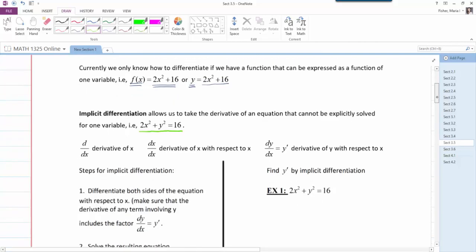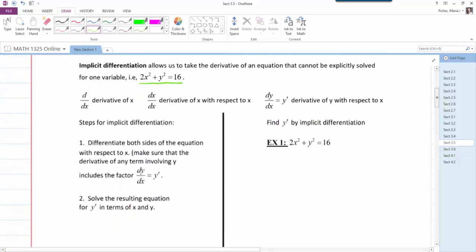So before we look at implicit differentiation, just a couple of things so that you know the notation of what we're looking at. First off, d dx is the derivative of x. dx over dx is the derivative of x with respect to x. And dy dx is going to be the derivative of y with respect to x. And that's the same thing as y prime.